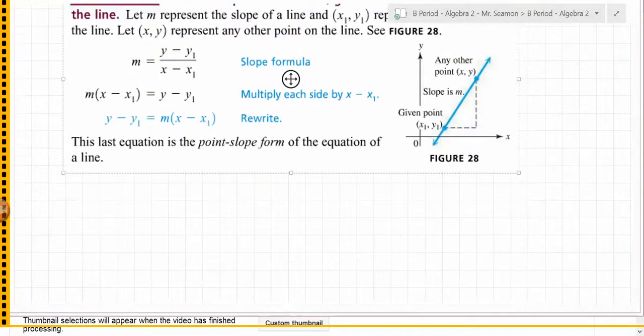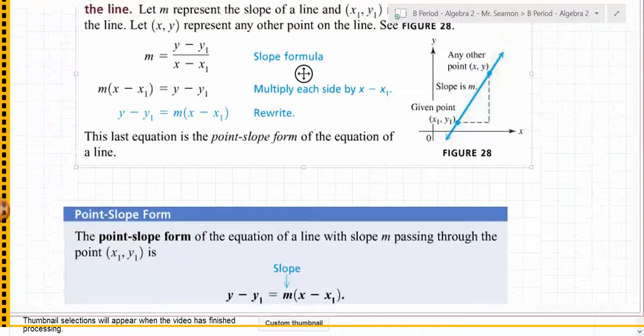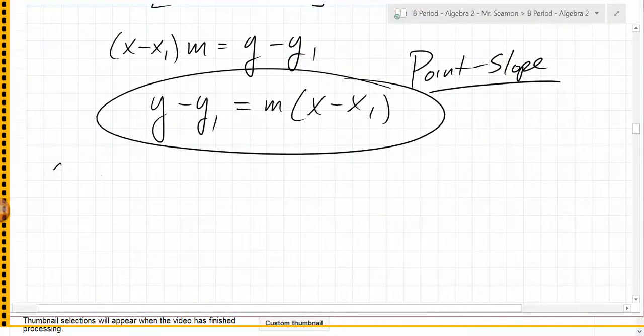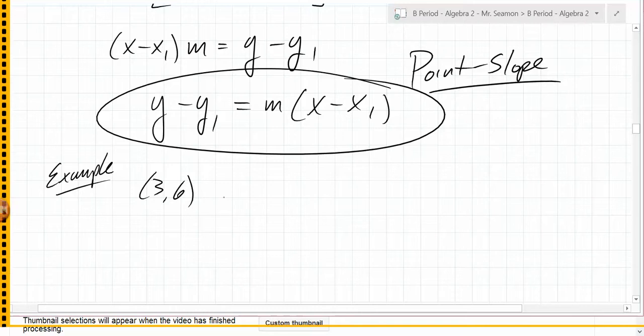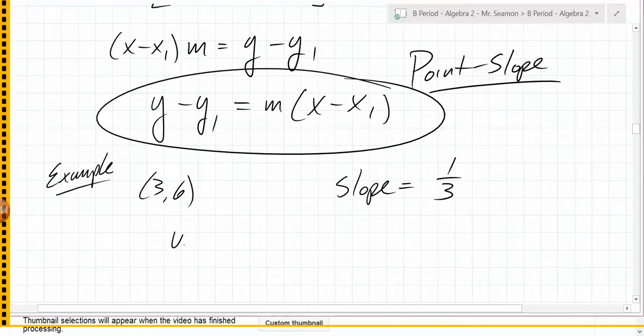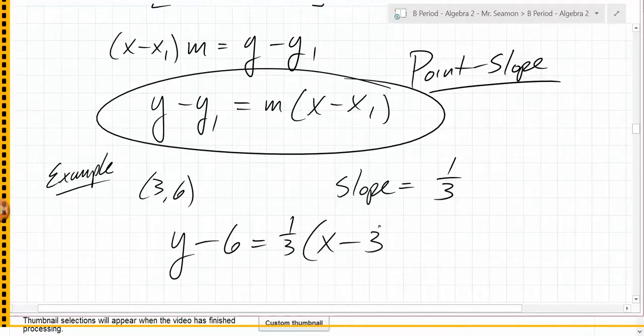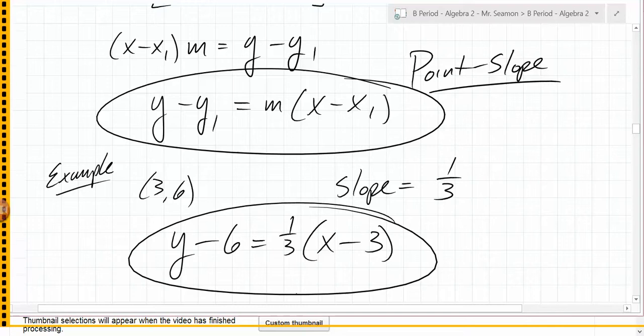So, Katie, just give me a point, any point you want. 3, 6. So, ready? Here's an example for you. 3, 6. And Jacob, give me any slope. Can someone just tell me what the equation of that line is? I'll start you off, y minus what? 6 equals x minus. Done.